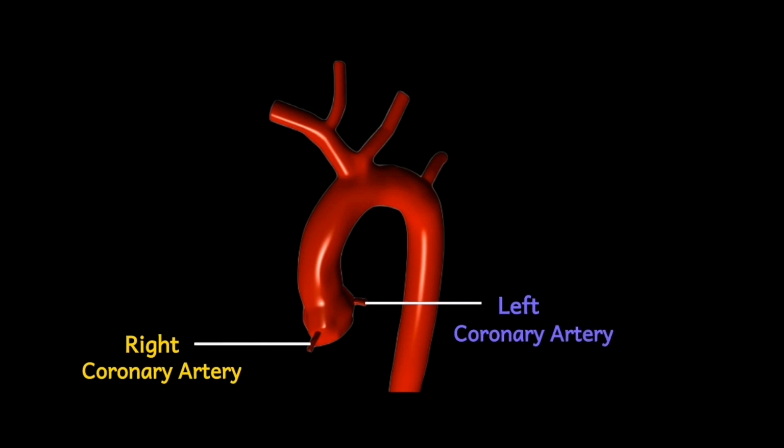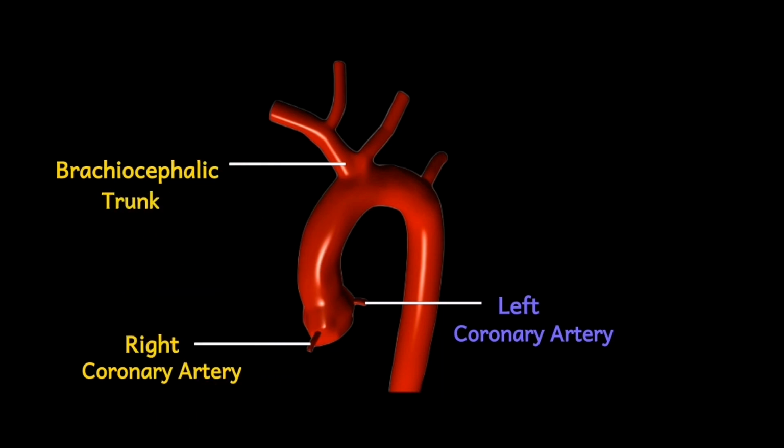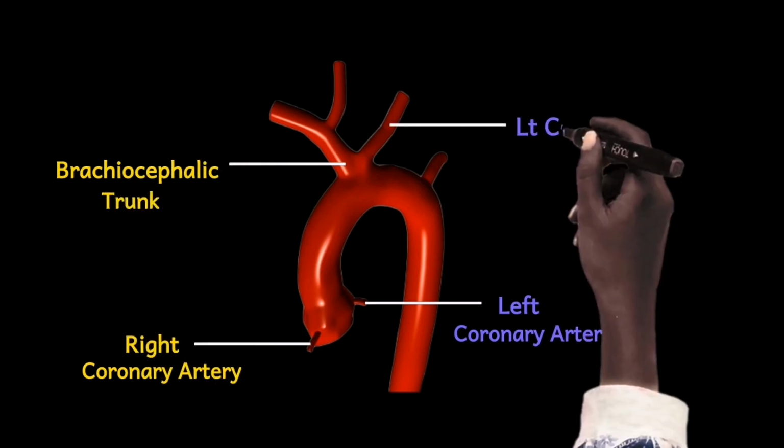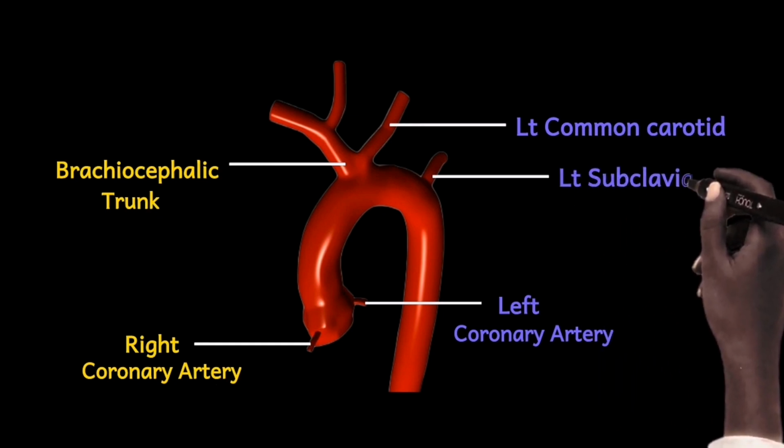Then on the arch or the arc of the aorta, three separate large branches come out. The first is on the right and is called the brachiocephalic trunk. The next is the left common carotid artery. And then the last branch is the left subclavian artery.